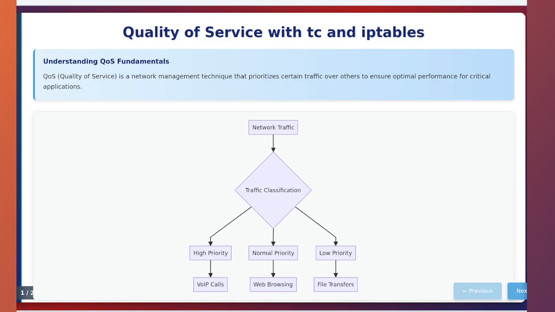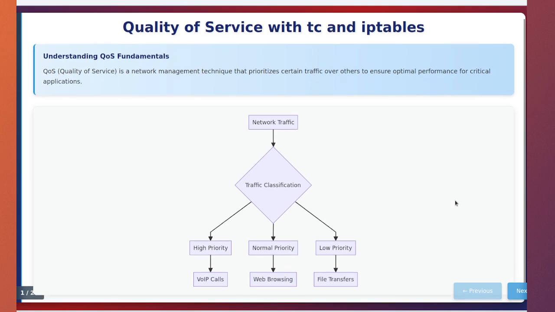Introduction to QoS. Quality of service, QoS, is a critical concept in network management that ensures important traffic gets priority over less critical traffic. In this presentation, we will explore how to implement QoS using two powerful Linux tools: TC, traffic control, and iptables. These tools work together to shape, prioritize, and manage network traffic at the kernel level, helping maintain performance and reliability in networks with limited bandwidth or high demand.